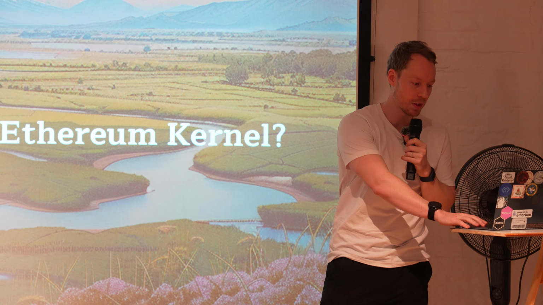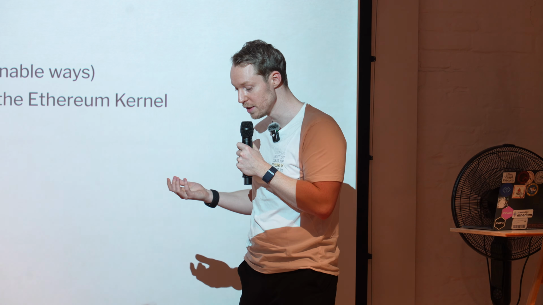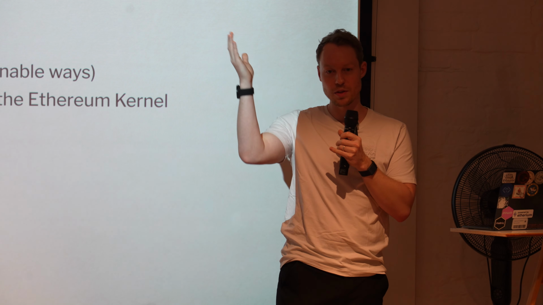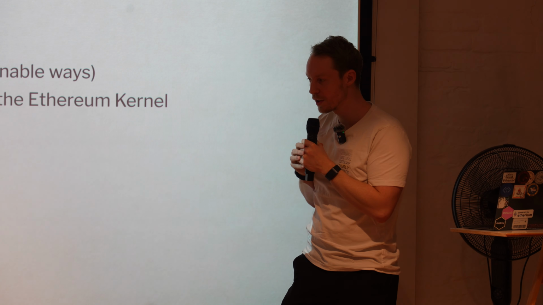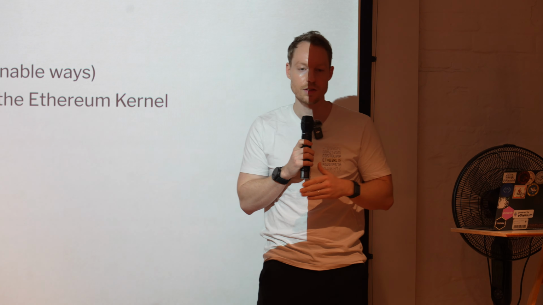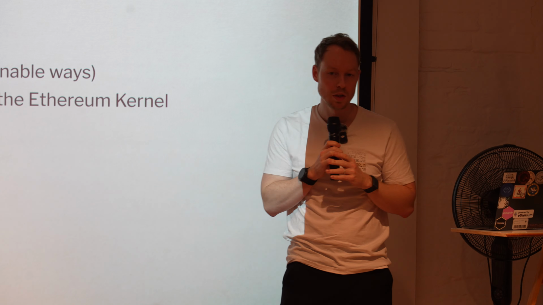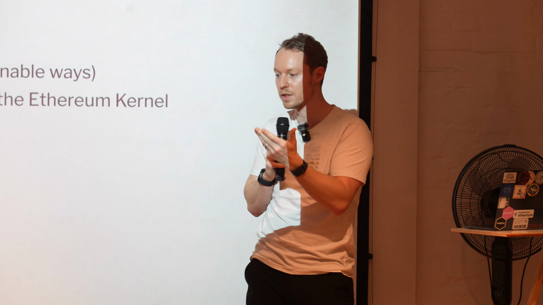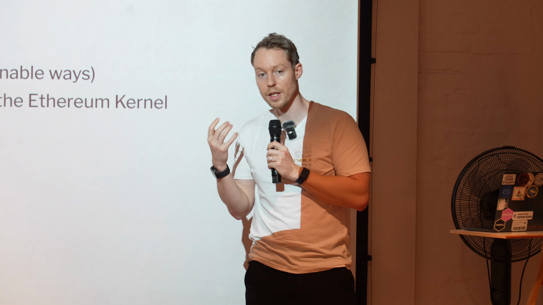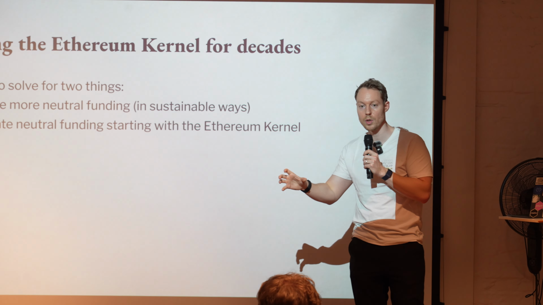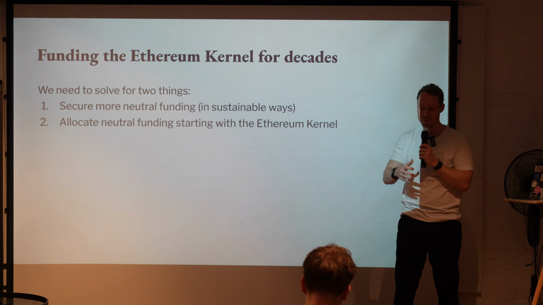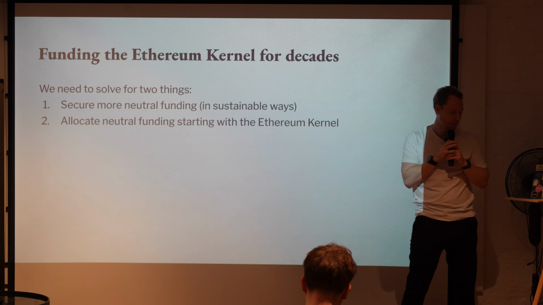So I wanted to point to the two issues that I see that we have right now. One is that we need to secure more neutral funding in the first place. We need to, top of funnel, get more neutral funding to come into the ecosystem, and ideally in more sustainable ways, so that you have some kind of value flow that you can expect that goes to open source development and to this critical infrastructure. And then it's very important that we also deliberately allocate more of this neutral funding to the Ethereum kernel. We need to fund the things that make the machine run in the first place, because otherwise it's very hard to build things on top of it.